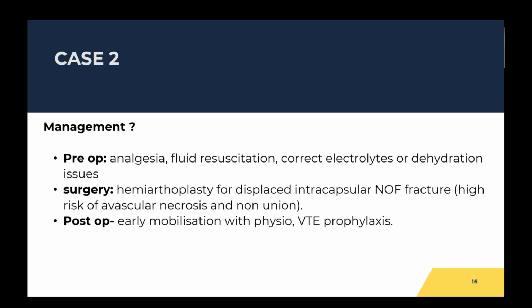So before operation, you could do analgesia, give her enough painkillers, do fluid resuscitation, and correct electrolytes or any dehydration issues. Surgery-wise, you can do a hemiarthroplasty for a displaced intracapsular neck of femur fracture because it has a high risk of avascular necrosis. Post-op, it's important to do early mobilization with physio and also give VTE prophylaxis after surgery.